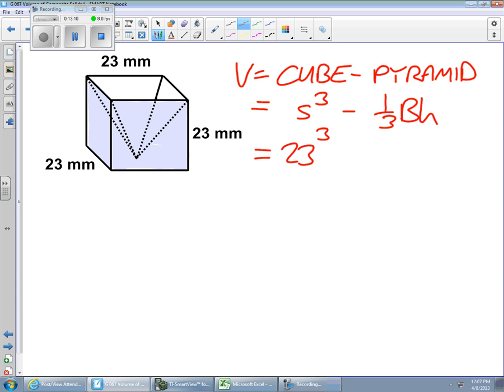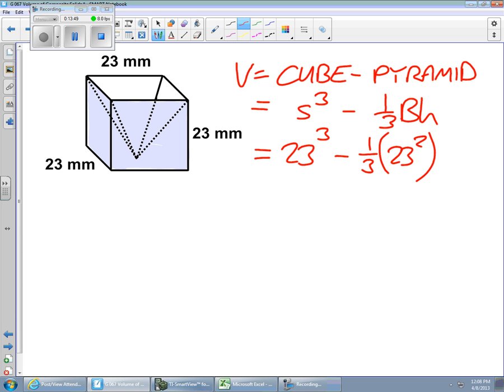Okay, so we're going to end up with 23 cubed. That's going to be a rather large number here in a little bit. And from that, we're going to have to subtract 1/3 big B. Now we're looking at the pyramid. Keep in mind the pyramid is in there upside down. How would we find the area of the base of our pyramid that's cut out? It's 23 squared, isn't it? The base of the pyramid kind of consumes what would have been a side of the cube. So we're going to end up with 23 times 23 on big B, 23 squared.